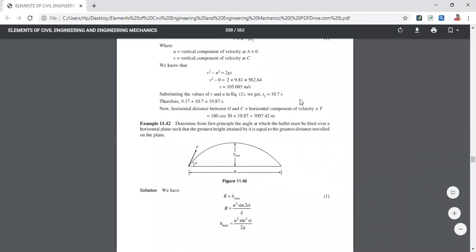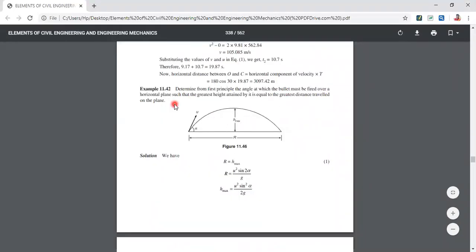So next we have another case here. Determine from first principles the angle at which the bullet must be fired over a horizontal plane such that the greatest height attained by it is equal to the greatest distance traveled on the plane. So the greatest height attained is H max, and the distance traveled is R. So your condition is R equal to H max. I will simply write the condition first.